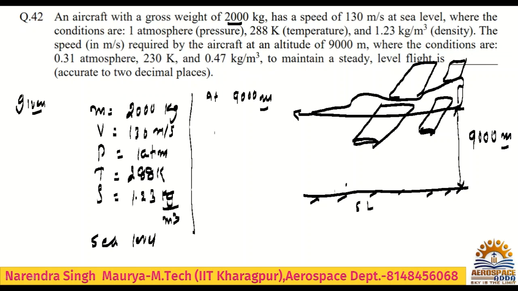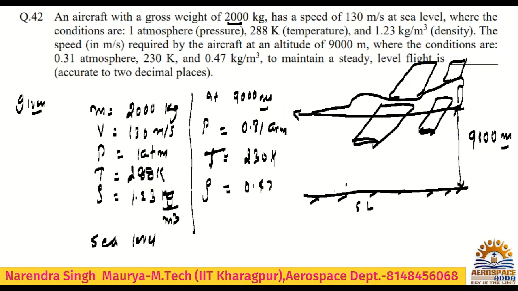And at 9,000 meter, that value again they have given. The atmospheric pressure is given 0.31 atm, temperature is 230 Kelvin, and what is the density at that altitude? 0.47 kg per meter cube. So at sea level, for this particular density, what this speed is given, this speed is nothing but equivalent air speed. Many times I told, at sea level density is used to calculate the velocity. It means it is equivalent speed, simple.